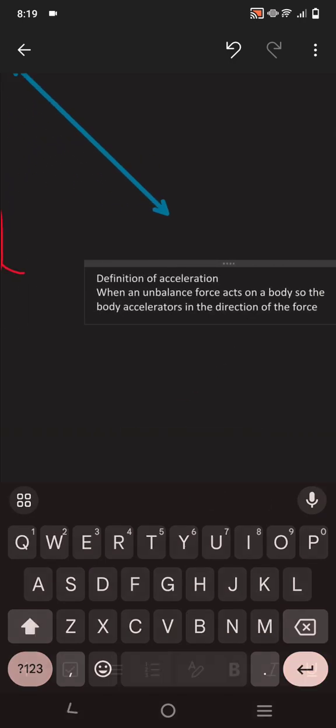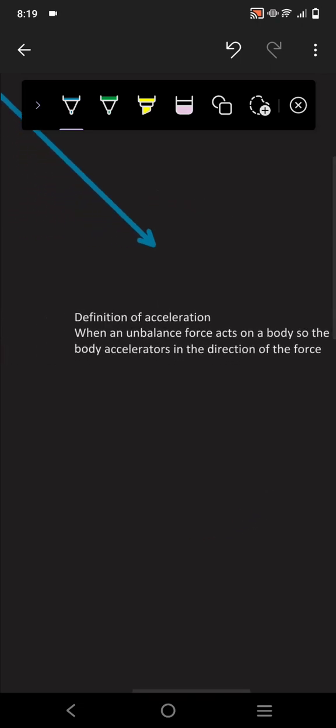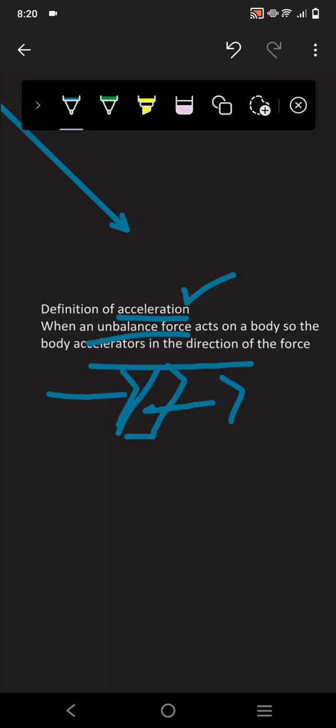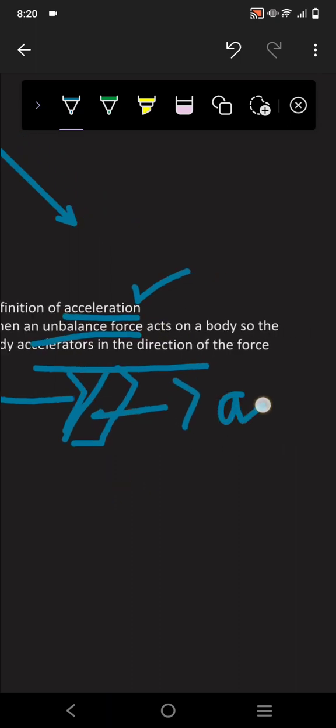Okay, let's just discuss. You need to remember that the second law of motion gives the definition of acceleration. So when an unbalanced force acts on a body, for example, this is an object, I'm kicking it. By this the object will go forward, in the direction of the force it will accelerate. It will get the acceleration.